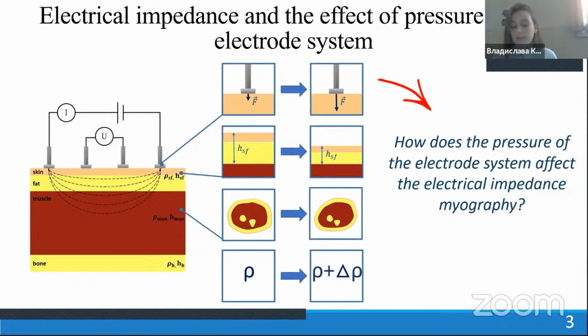Thus, an important task is to determine the acceptable contact pressure of the electrode assembly that allows carrying out measurements that are comfortable for the volunteer with sufficient accuracy to generate control commands for the executive device.